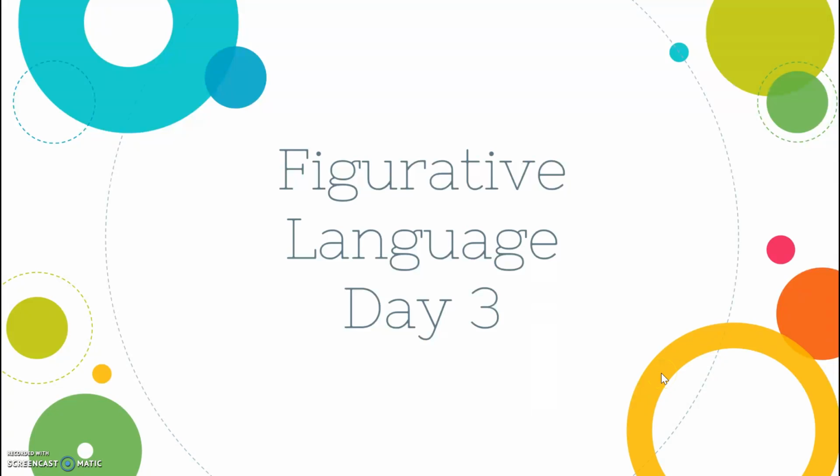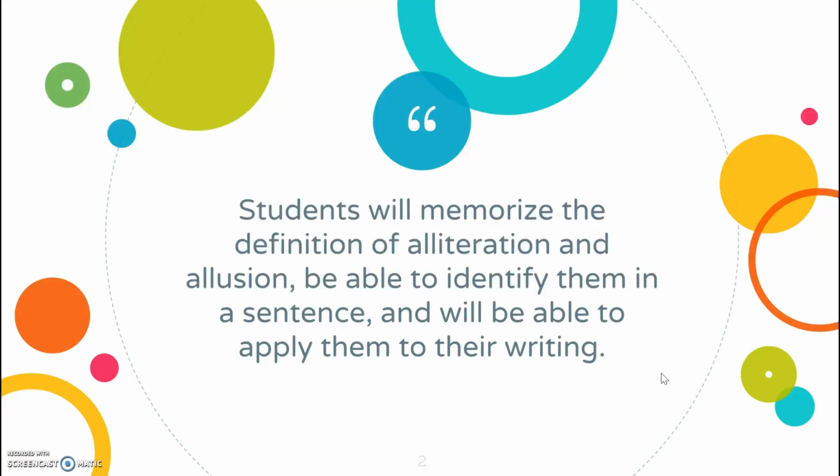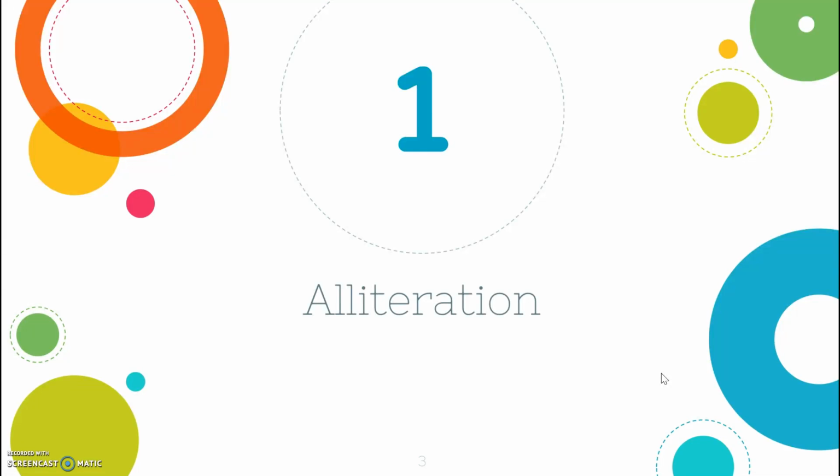All right, hi guys. This is day 3 of figurative language. So really similar to the past 2 days, last week and the week before, but today, just focusing on something different, obviously. So our objective for today is students will memorize the definition of alliteration and allusion, be able to identify them in a sentence, and will be able to apply them to their writing. Okay? So starting off with alliteration.